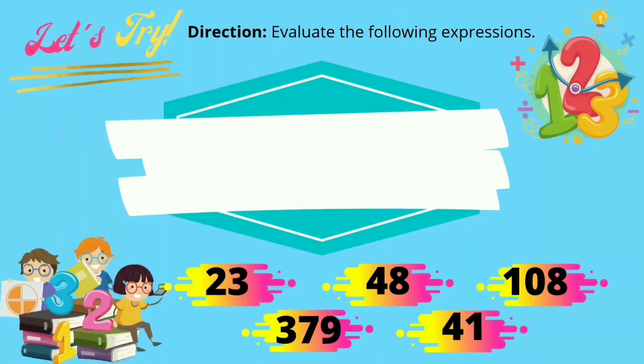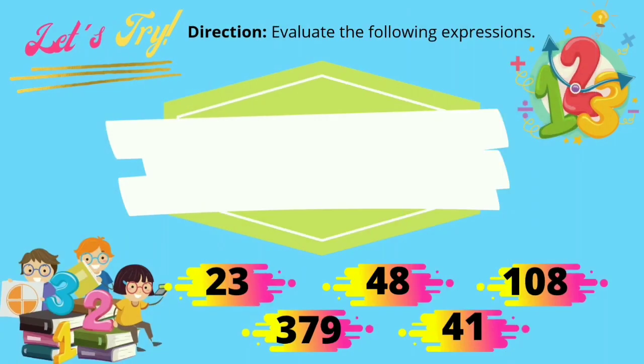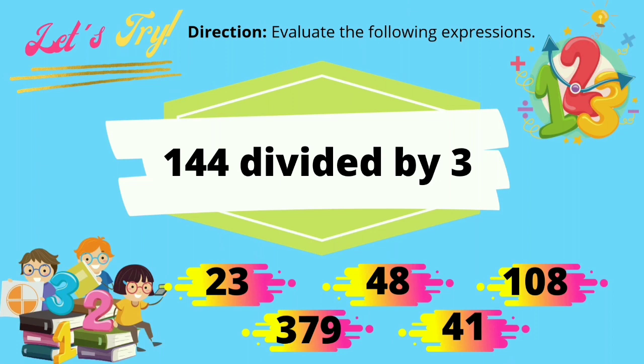Before we proceed, let's try to answer this. Evaluate the following expressions. 16 plus 25. If your answer is 41, you are right. 144 divided by 3. If your answer is 48, you've got it perfect.